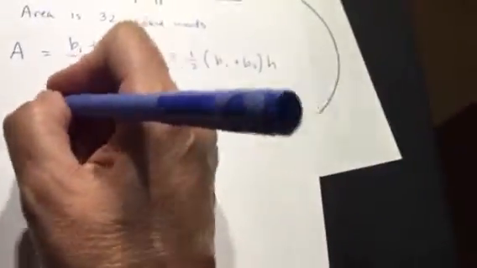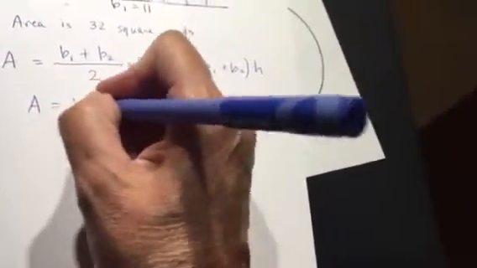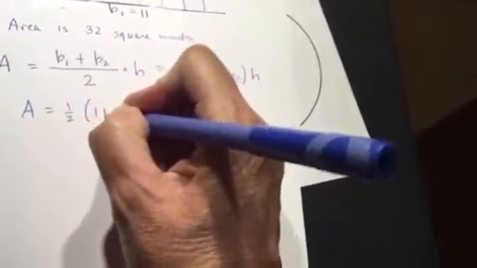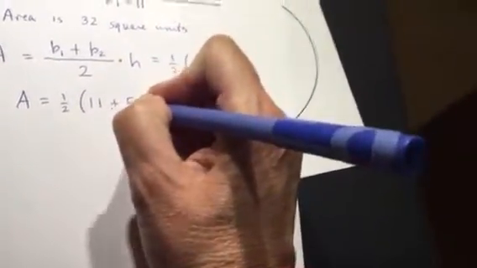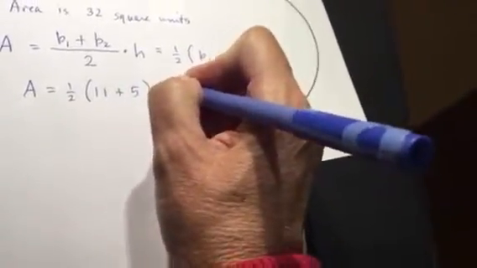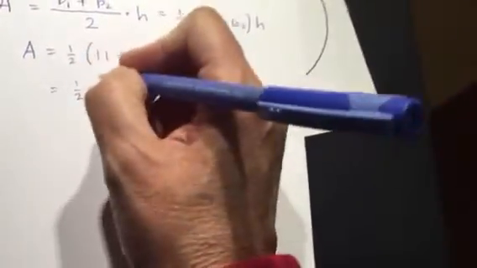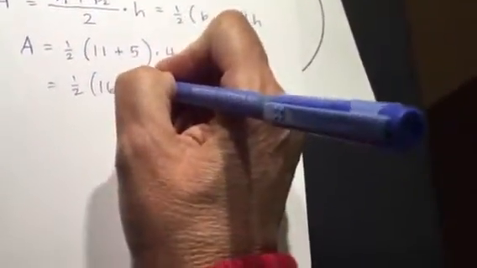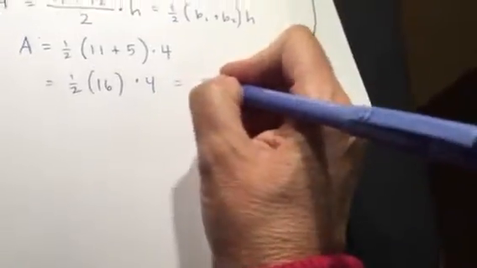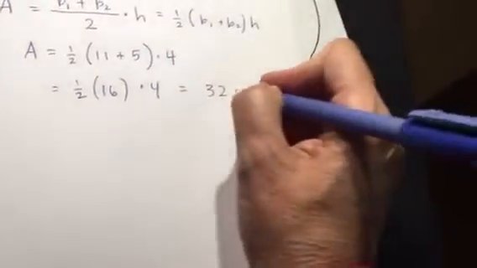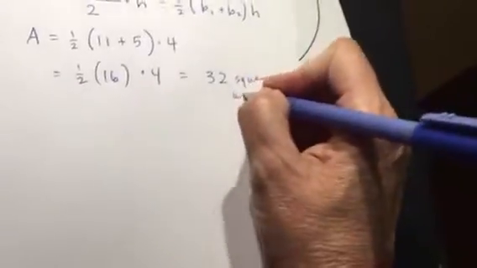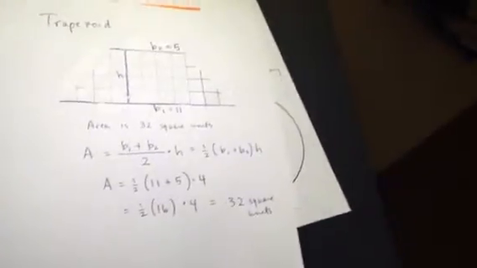But if I plug in my numbers here for our problem, 1/2, B1 is 11, B2 is 5, H is 4. So that's 1/2 times 16 times 4, and that's going to be 32 square units. So we got a formula using variables that works for the area of every trapezoid.